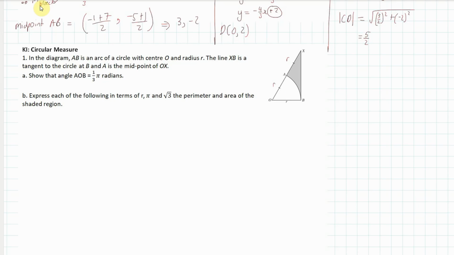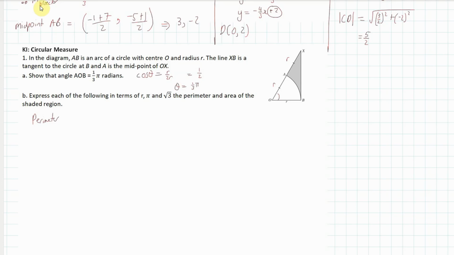So I guess we can go cosine theta equals R over 2R equals 1/2, and therefore theta is equal to 1/3 pi. Okay, now I'm going to express the perimeter and the area in terms of r, pi, and square root 3. So I'm going to do the perimeter first.